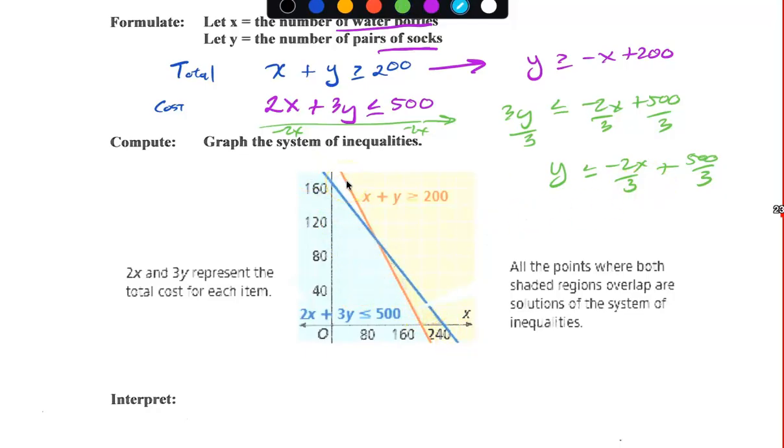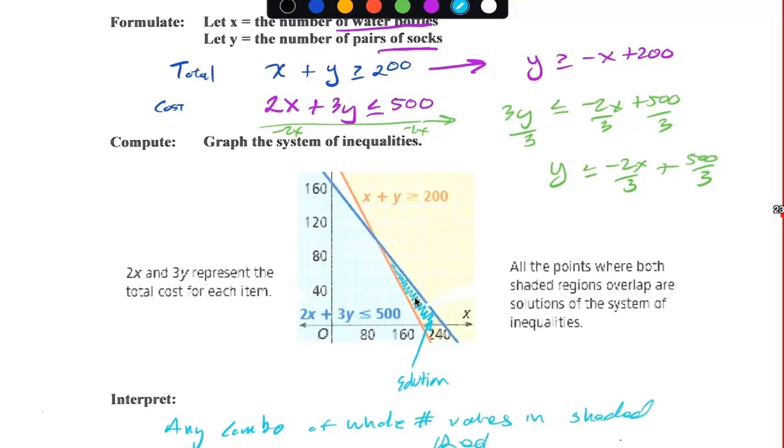So our answers could only be where they both shade. So that's right there. Anything in that range is a solution. Right? Because it's below this blue line, but above this orange line. That's where the solution lies. So any combination of whole numbers in here is a solution. You've got to make sure they're whole numbers, since you can't buy half a sock. Whole number values in the shaded region is the solution.